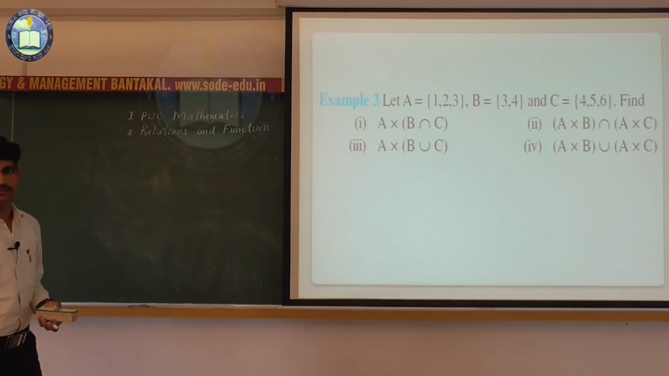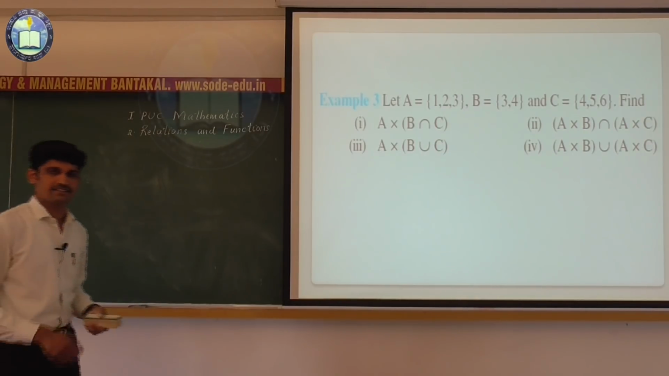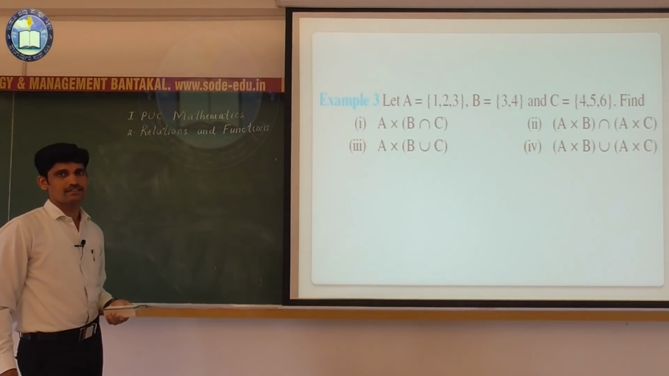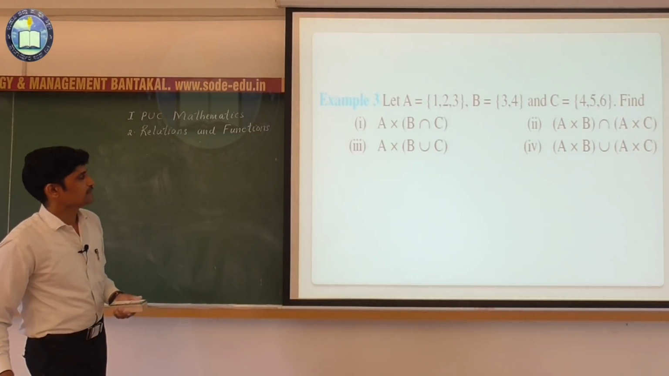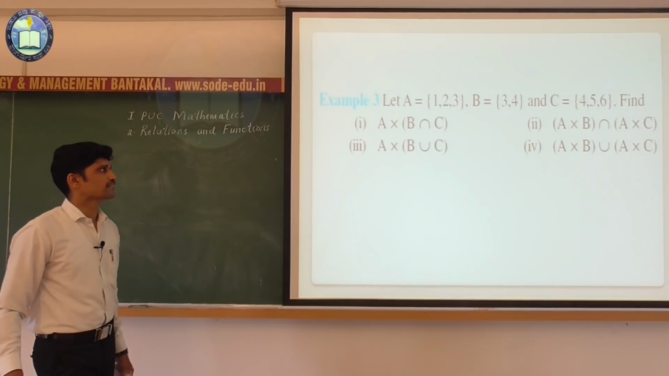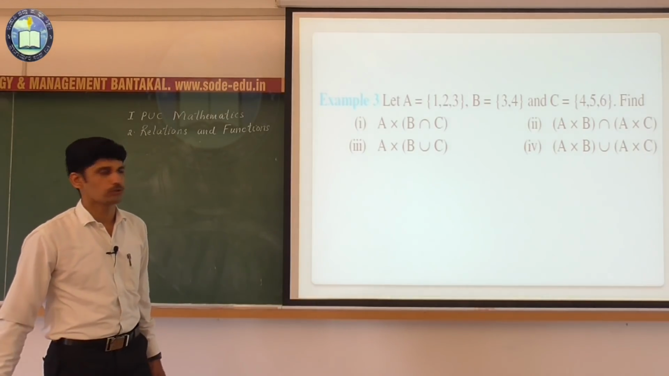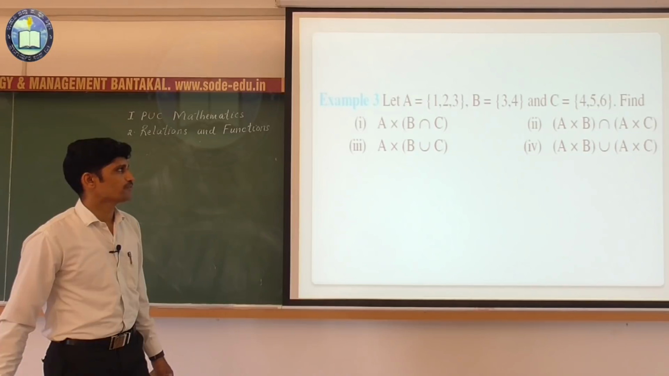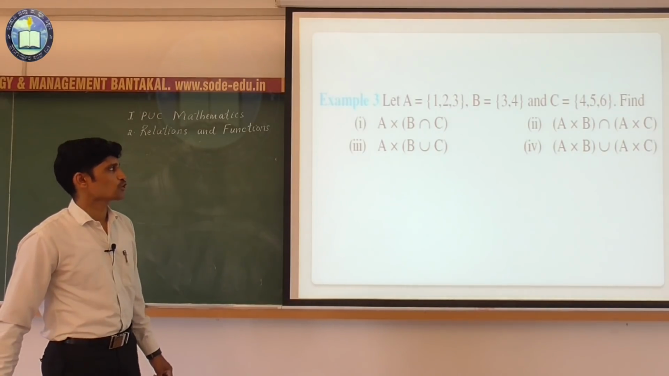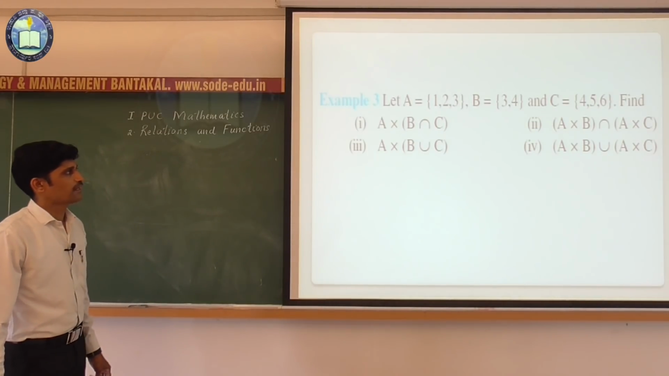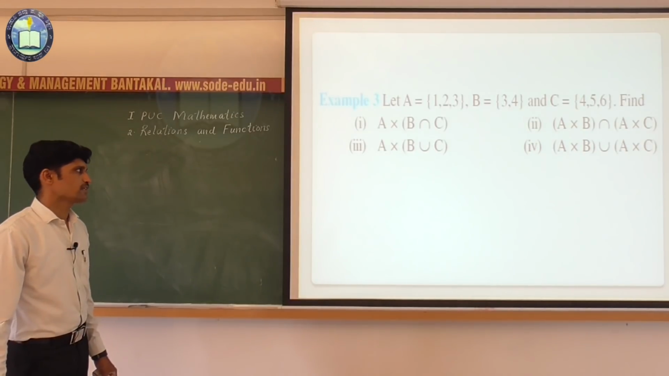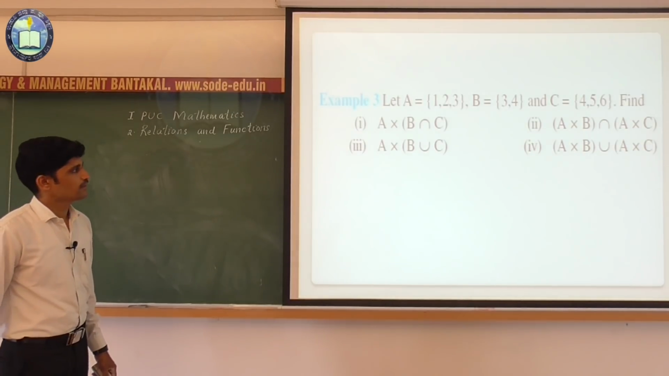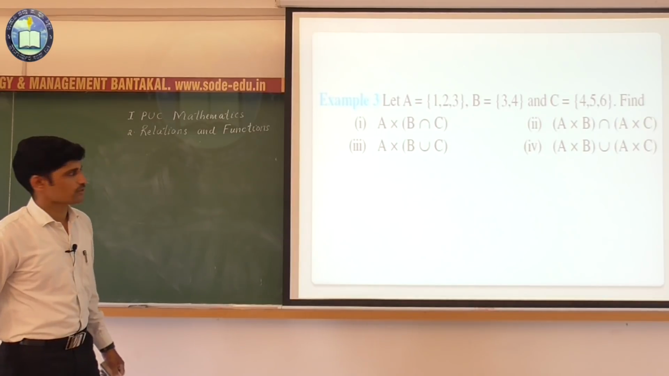Now let us see some of the examples from NCERT textbook. This is example number 3 in NCERT textbook, where set A is equal to {1, 2, 3}, set B is equal to {3, 4}, then C is equal to {4, 5, 6}. Find A cross (B intersection C), and (A cross B) intersection (A cross C), A cross (B union C), and (A cross B) union (A cross C).